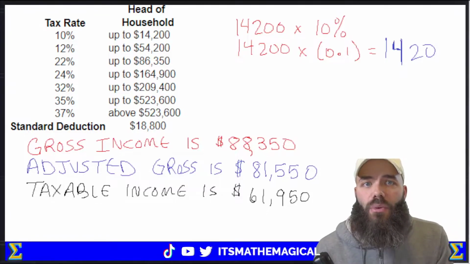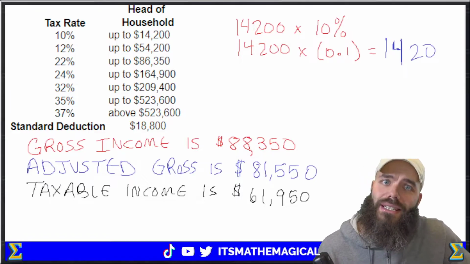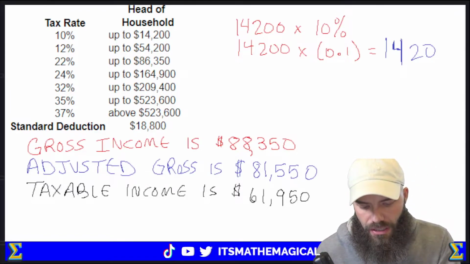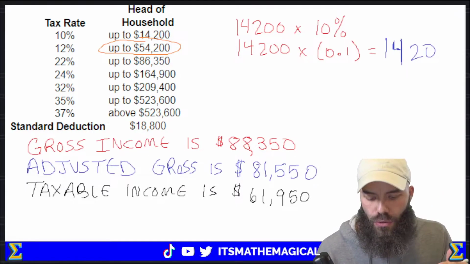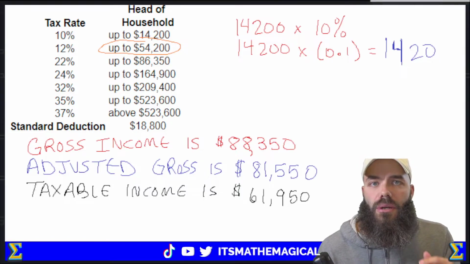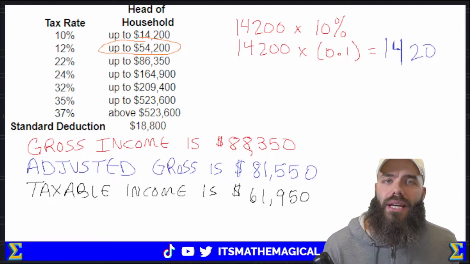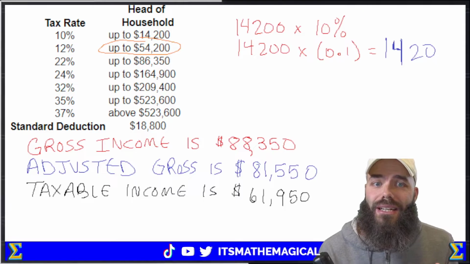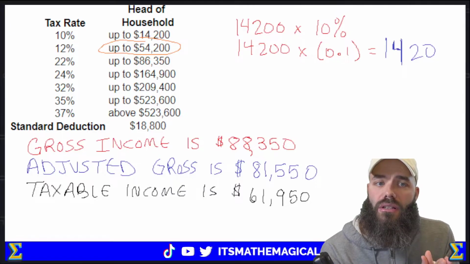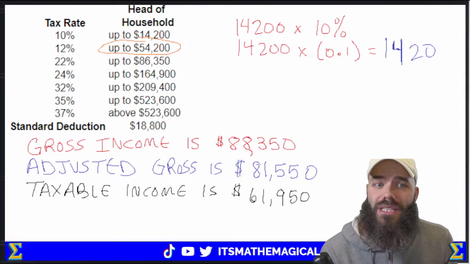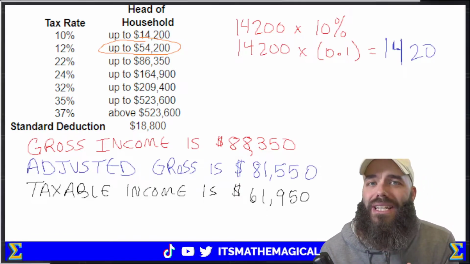That's not her tax bill. That's just the first $14,200 taxed at 10%. Now, if you look very carefully, the 12% bracket is up to $54,200. But we've already been taxed on the first $14,200. And so the amount between the second threshold, which is $54,200, and the first threshold, which is $14,200, only that amount is taxed at a 12% rate. So we need to find that amount.